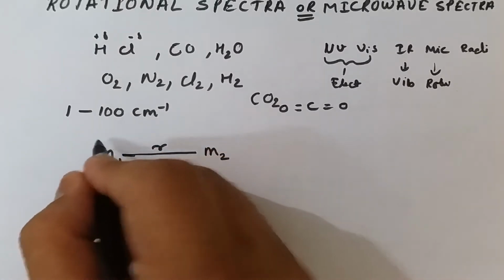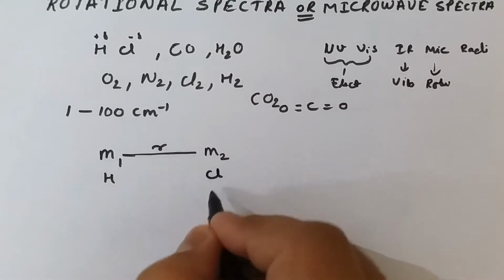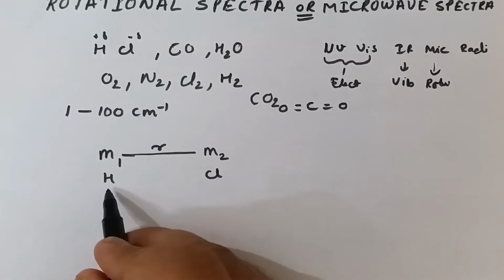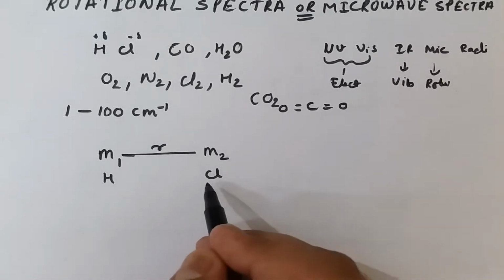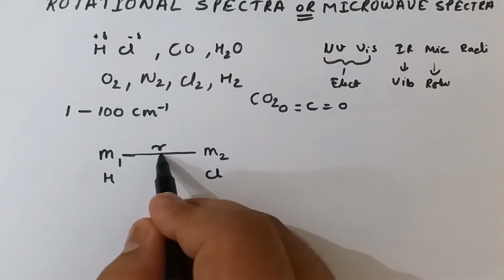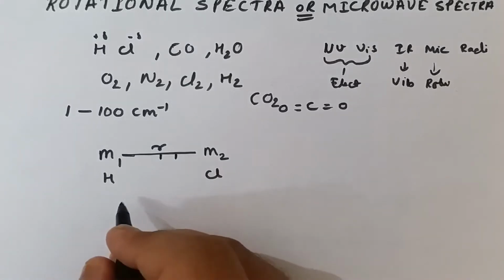Suppose we consider the example of hydrogen chloride, with hydrogen and chlorine, where one end has a partial negative charge and the other a partial positive charge. As there is a difference in the size of both the atoms, the center of gravity will not lie in the center, but will shift towards the atom having higher weight.